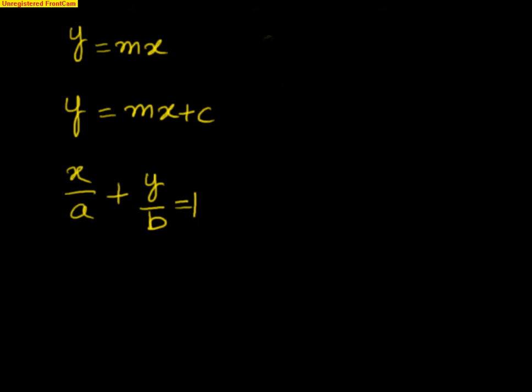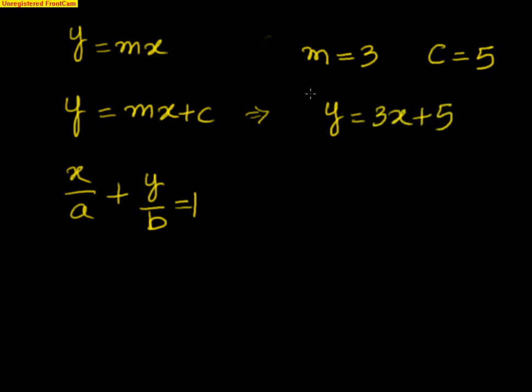Okay, this is our first sum. Find the equation of the line with slope equal to 3. So I have been given m equal to 3. Find the equation of the line with slope 3 and making an intercept of 5 on the y-axis. Now what is the intercept on the y-axis? c. c equal to 5. Can you frame the equation? Pretty simple. y equal to 3x plus 5. So simple. Let's take another one.